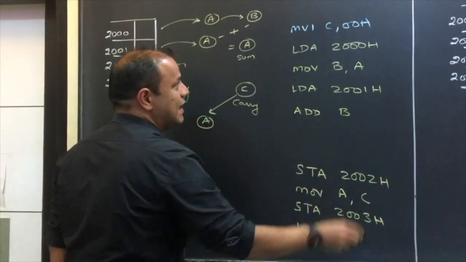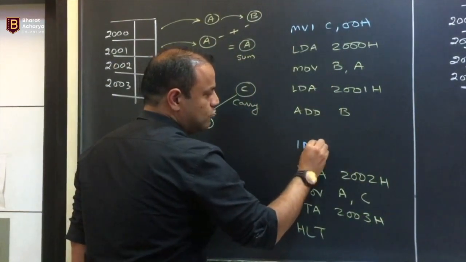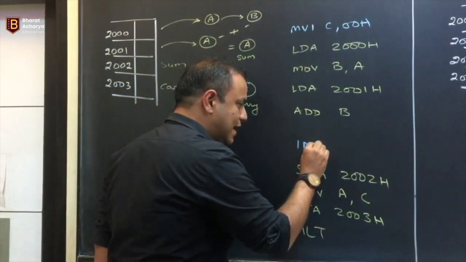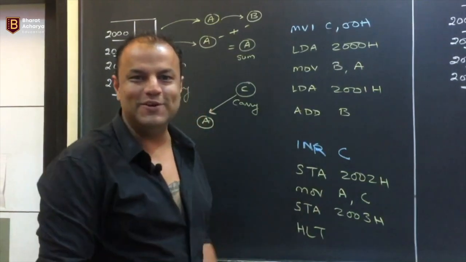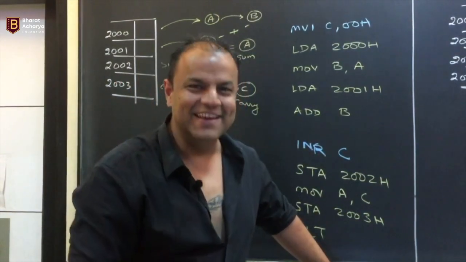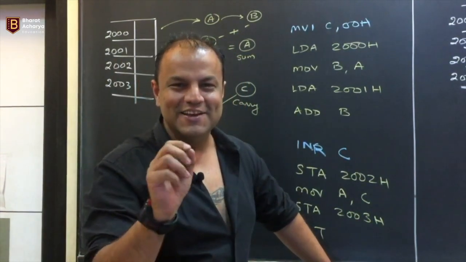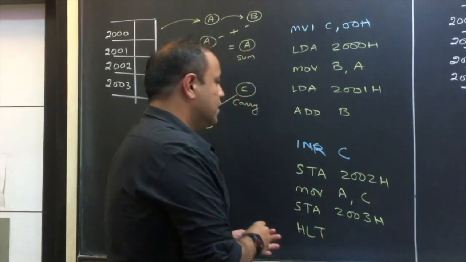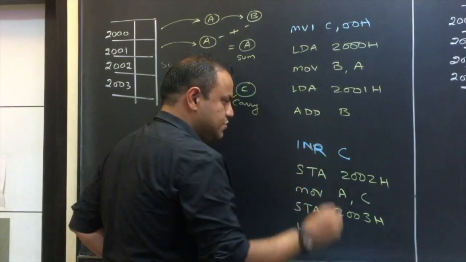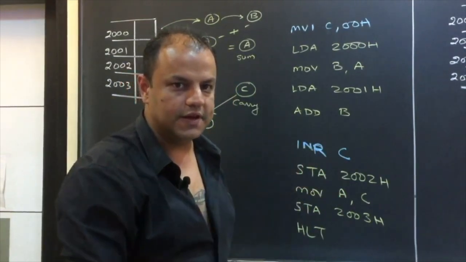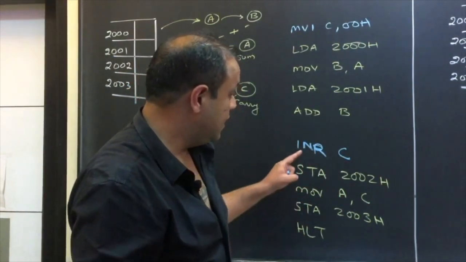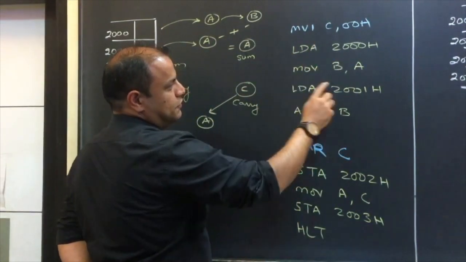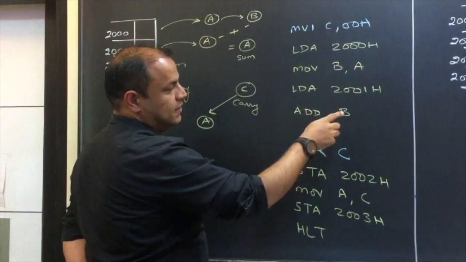Now, if there is a carry, C register should become 1. To make C register 1, you can write MVI C, 01, or you can write INR C. What do you write? INR C. INC was used in 8086, so you write INR C. Now when you write INR C, INR stands for increment C. Now this line, increment C, should be written only if there is a carry. If there is no carry, I should not do this. So come here. You initialize C with 0, you took your first number, transferred into B, took the second number, added it.